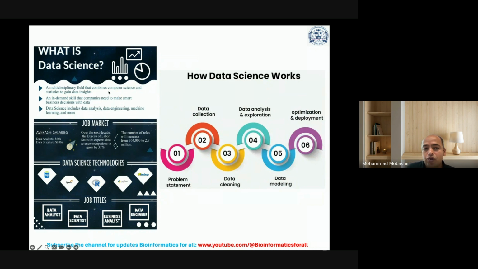Some examples of data science technologies mentioned here are SQL, Spark, R, Python, and more. Job titles could be data analyst, data scientist, business analyst, and data engineer. And how does data science work? The first step is problem statement, then data collection, data cleaning, data analysis and exploration, data modeling, optimization, and development.